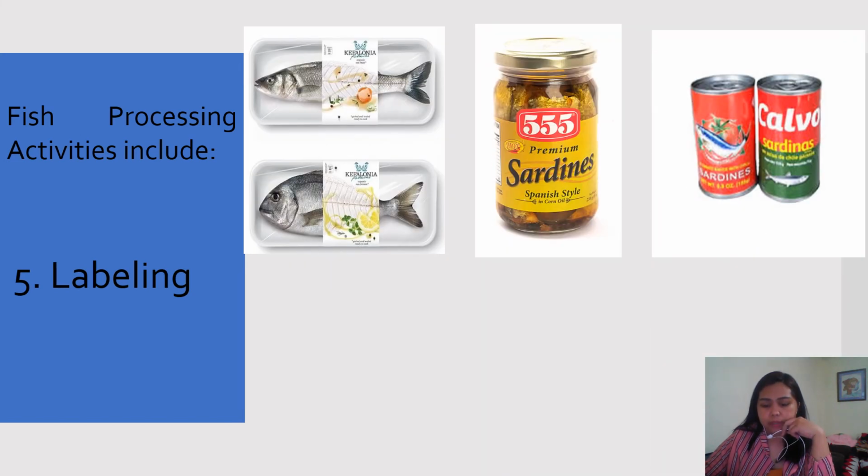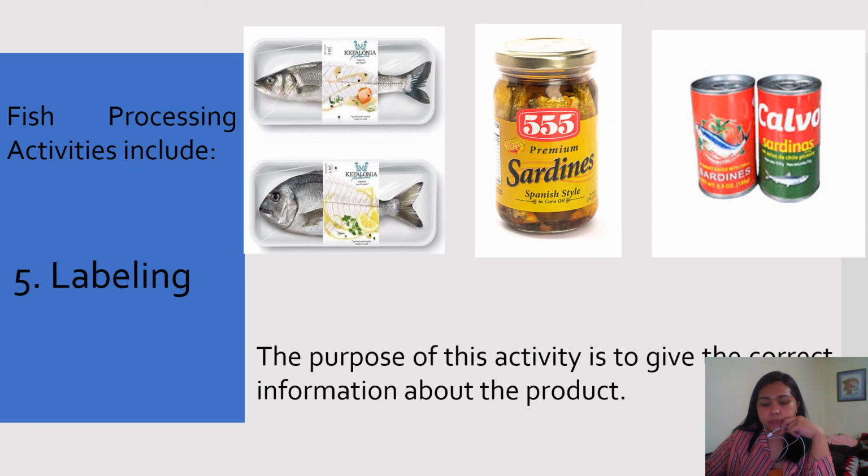Last, we have the labeling. So the purpose of this activity is to give the correct information about the product. So labeling is putting the name and information about the product. So this is the labeling here. You will see it looks like paper stuck on the cans or bottles.